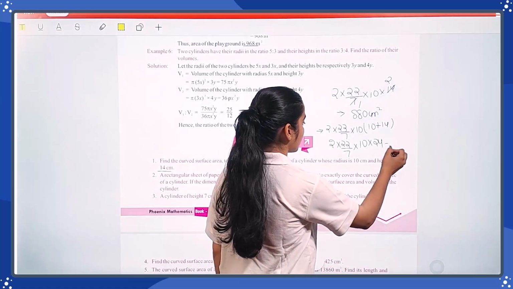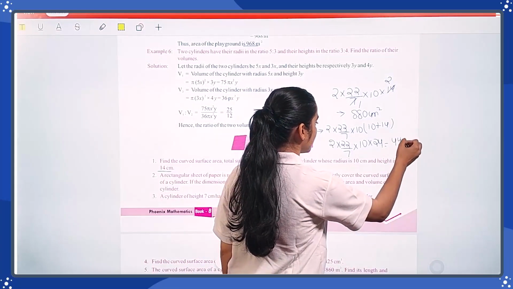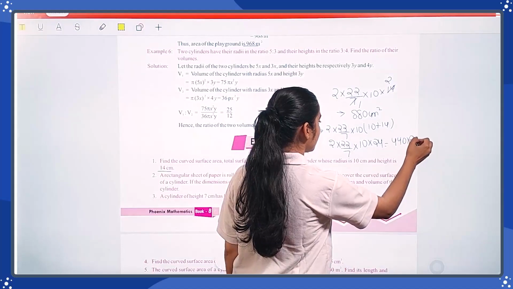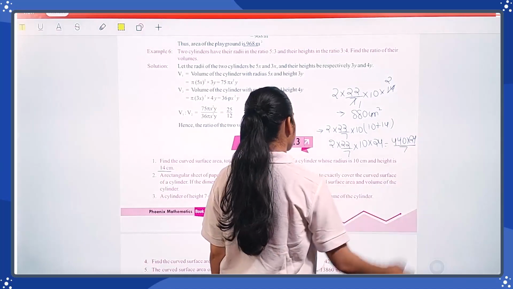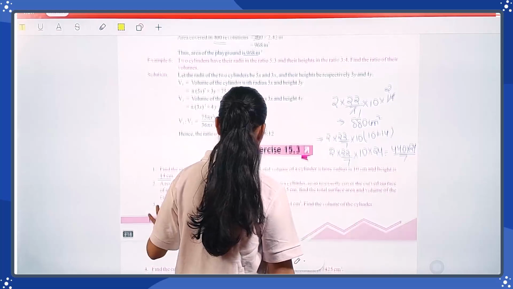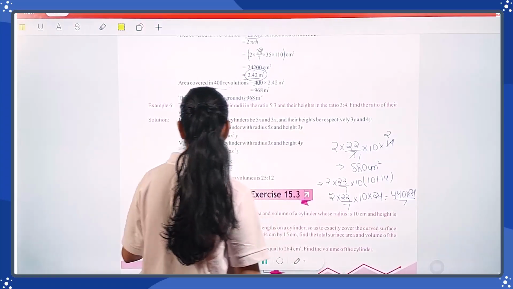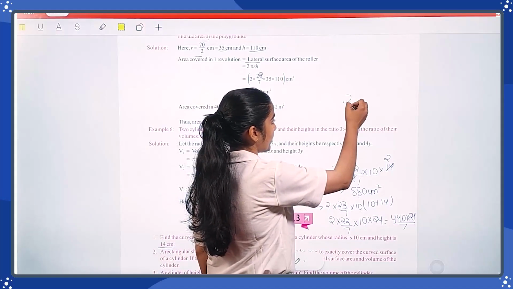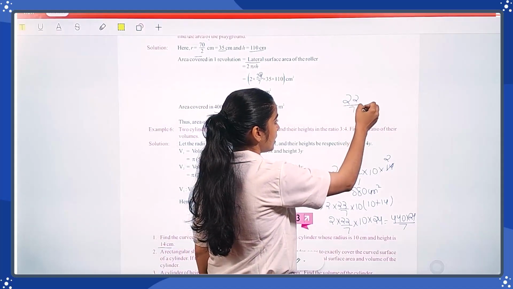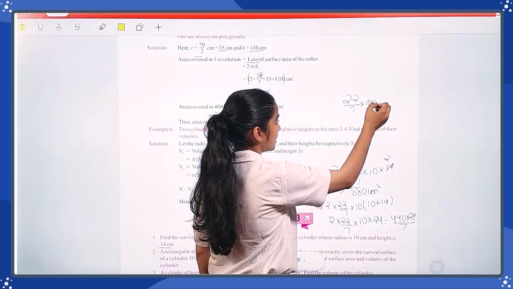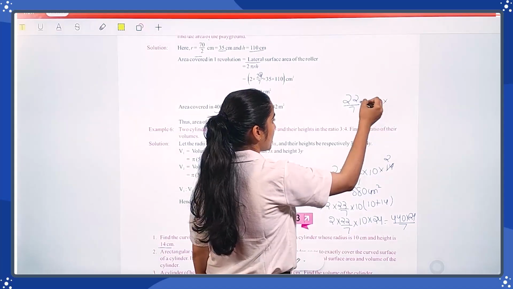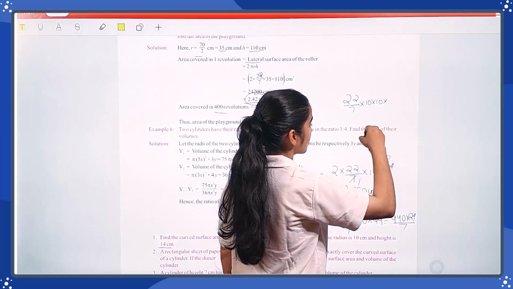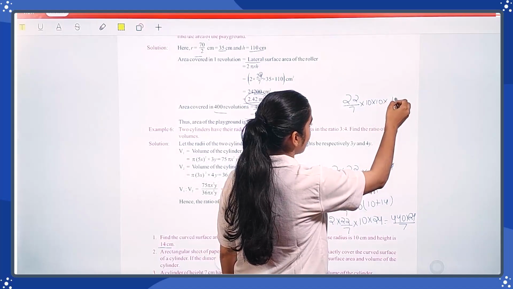So you have to calculate 4440 multiplied by 24 divided by 7. After this you have your volume formula, and the volume formula is pi r square h. So pi is 22 upon 7, r is your 10 multiplied by 10, r square, and h is your 14.